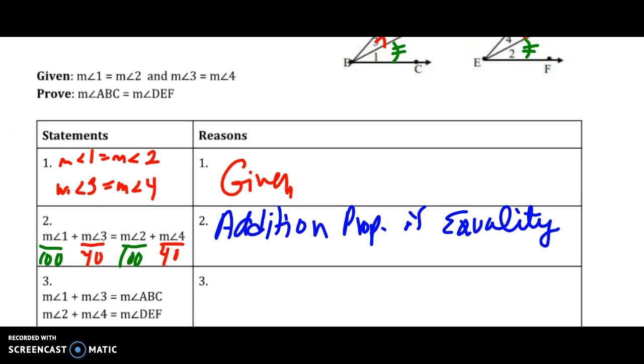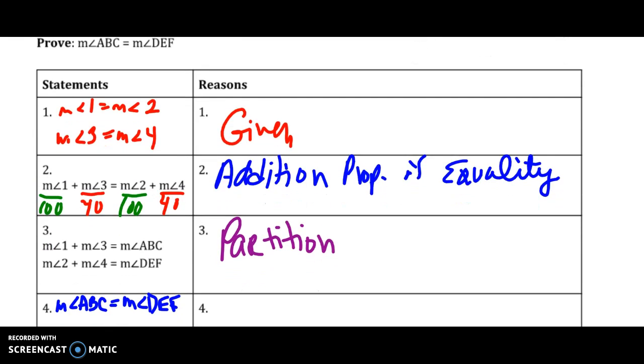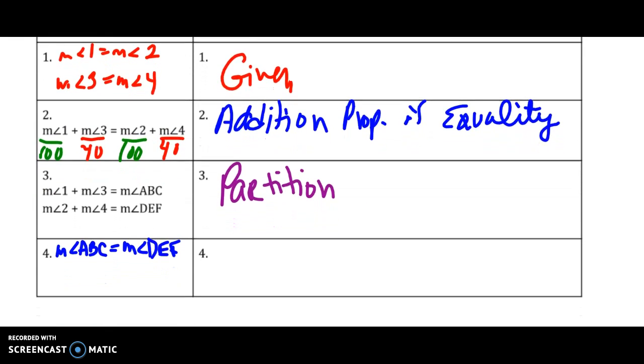Okay, so let's take a look at the next statement. Angle 1 plus angle 3 equals angle ABC. Well, those are two parts of an angle adding to a whole angle. And angle 2 plus angle 4 equals all of angle DEF. So again, you can use angle addition postulate, or you can say partition. The parts are adding to the whole. And again, partition can be used for both segments and for angles, so we don't have to specify there.